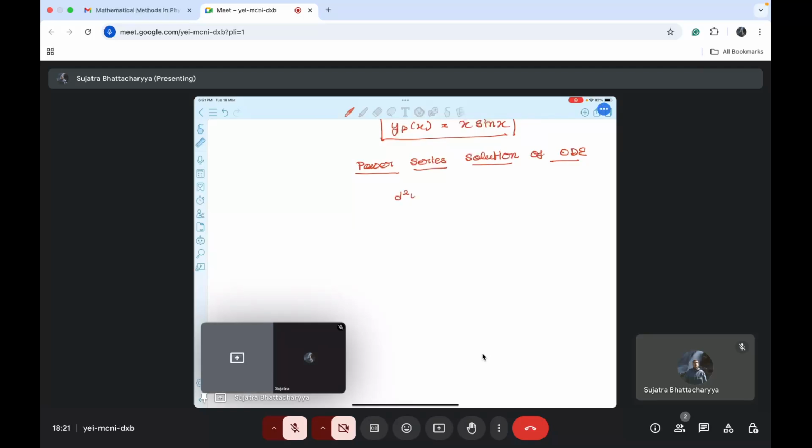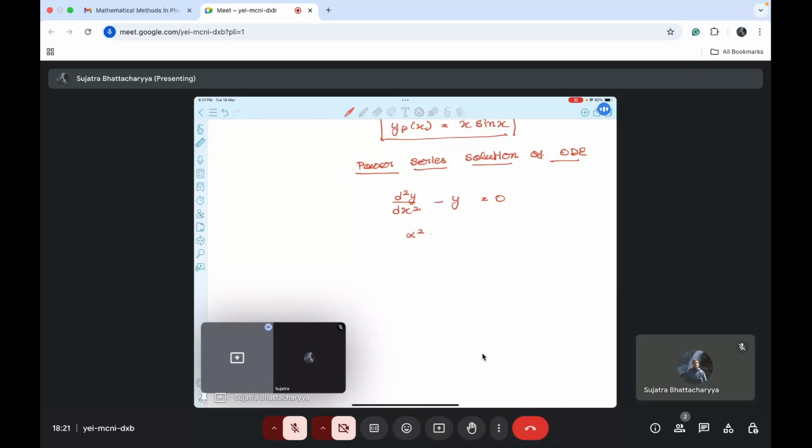Let's say you have d2y by dx2 minus y equal to 0. This is some kind of a homogeneous ordinary differential equation. Homogeneous because it is 0. So what will be the solution, the complementary solution? It will only have a complementary solution, no particular solution. So what will be the complementary solution? Just take the auxiliary equation.